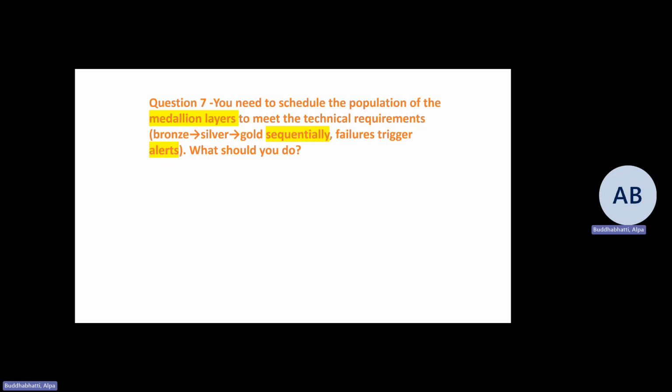Population of medallion layers. You need to use a medallion architecture to meet the technical requirements. It has three different layers like bronze, silver, and gold, and you need a sequential load, as well as failure triggers in case any pipelines fail. So what should you do? That is our question. Now let's see the options.